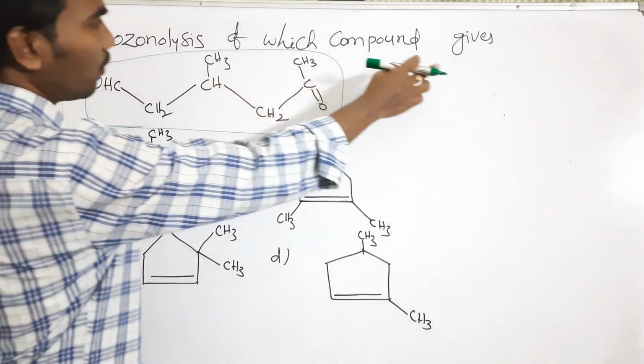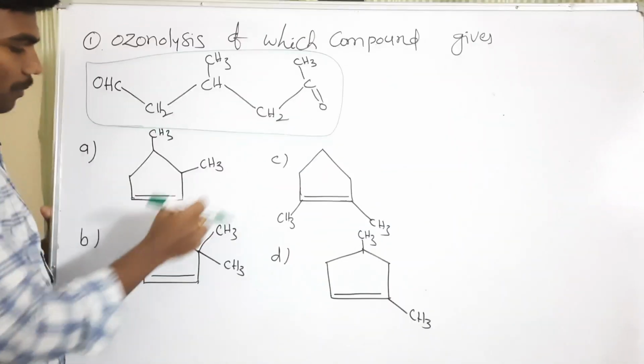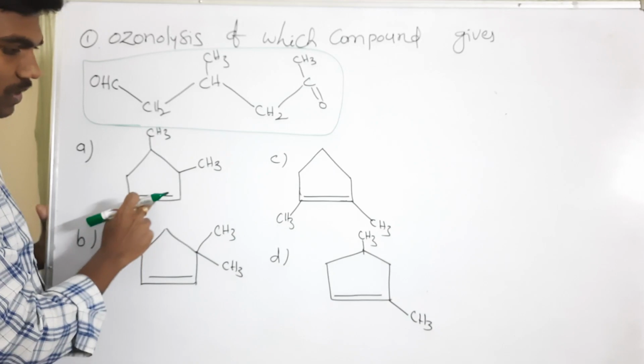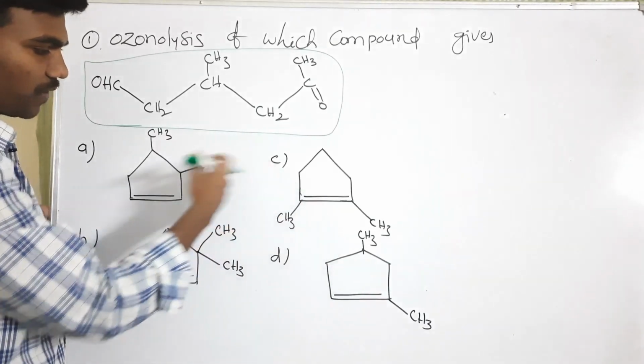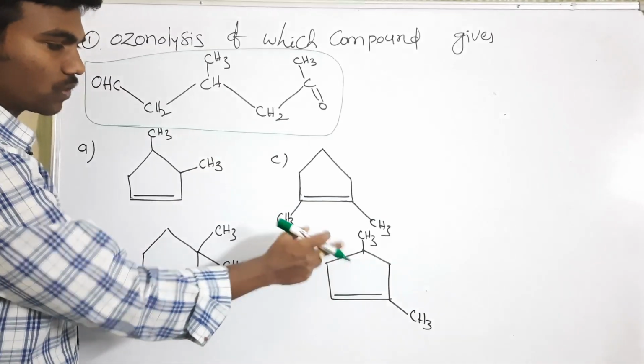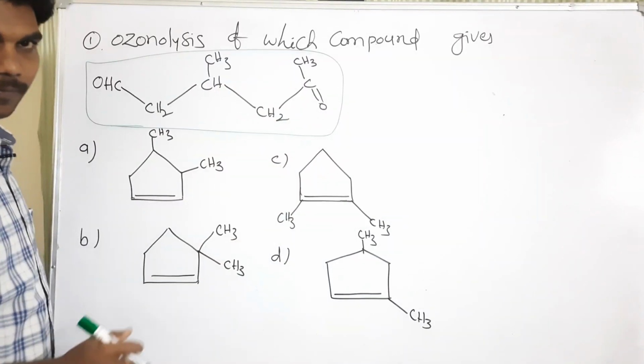In this first question, ozonolysis of which compound gives this product? Means they have given 4 options to us. So in these 4 options, which option will go through ozonolysis and will form this type of product?